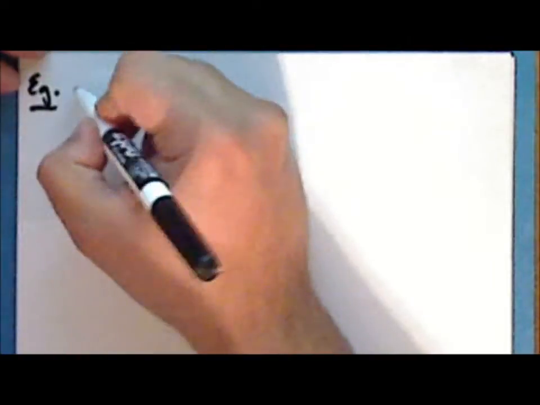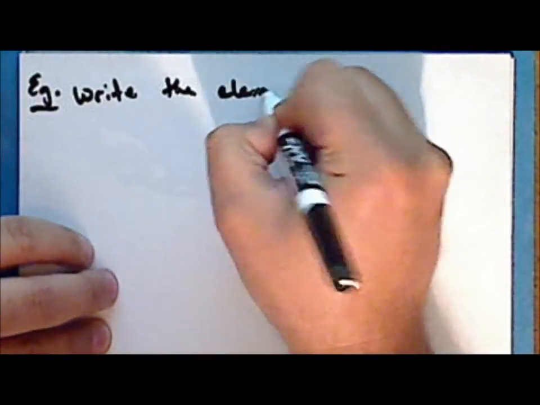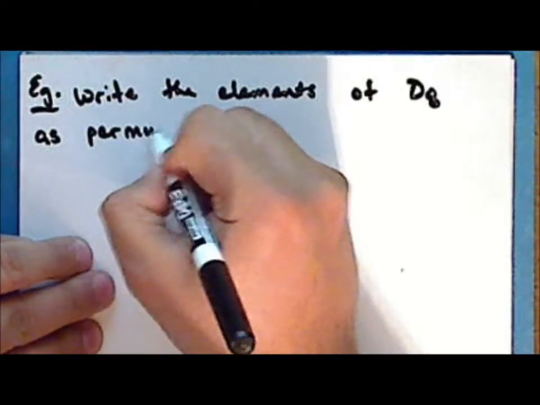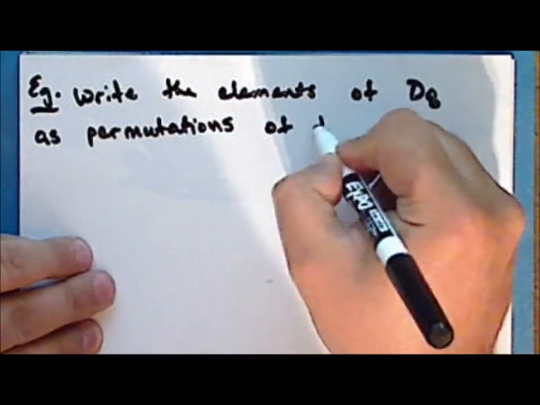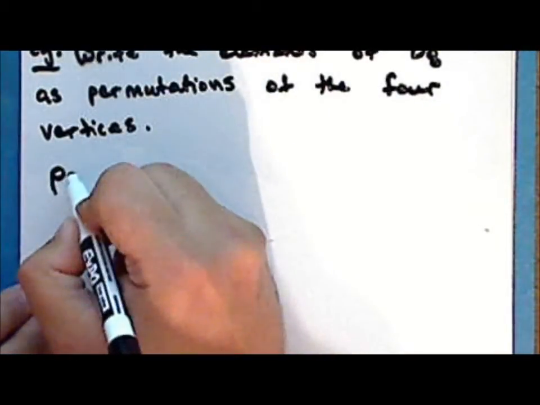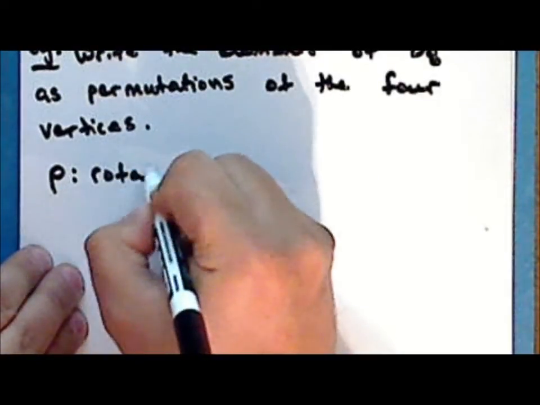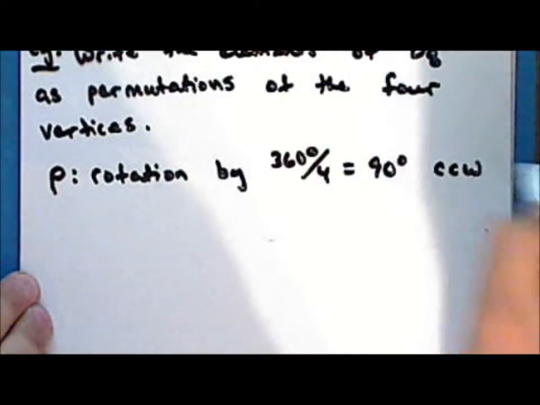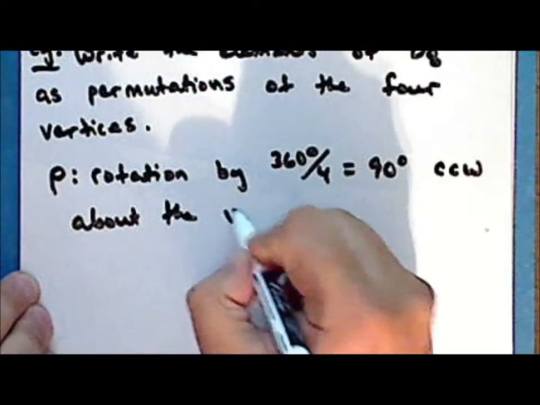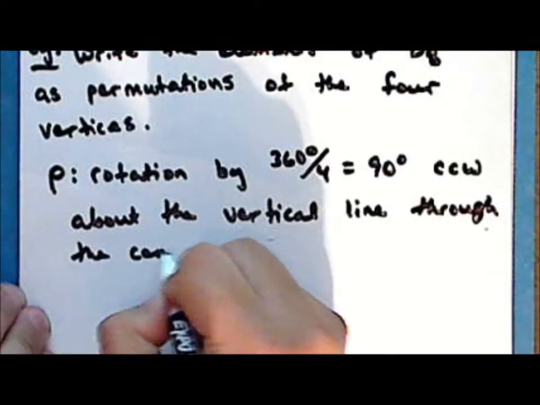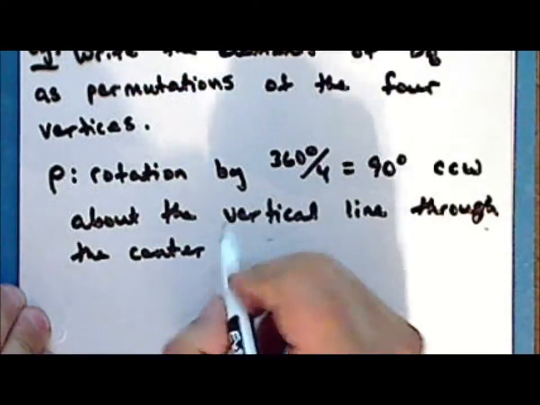So next, we will write the elements of the dihedral group of order 8 as permutations of the 4 vertices. In fact, we'll write it in cyclic notation. So first notice that the rotation rho is rotation by 360 degrees divided by 4, or 90 degrees counterclockwise about the vertical line through the center O of the square.